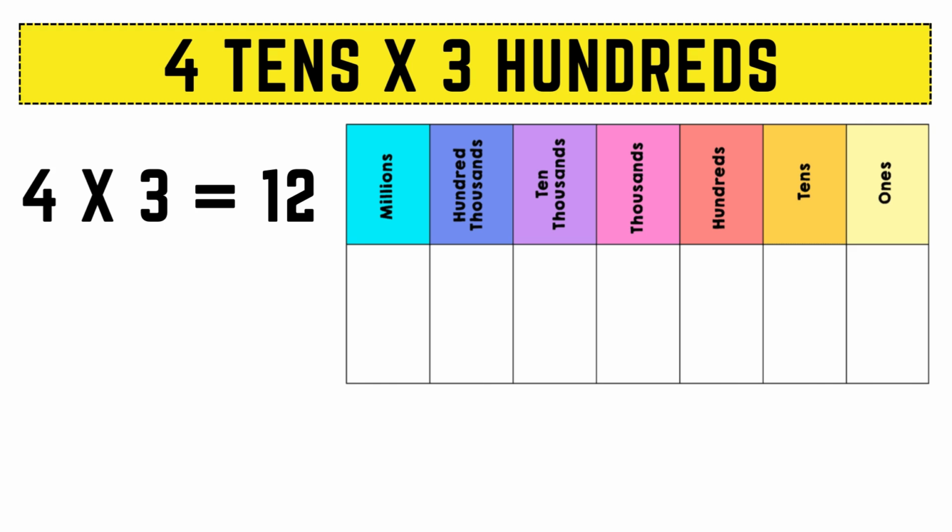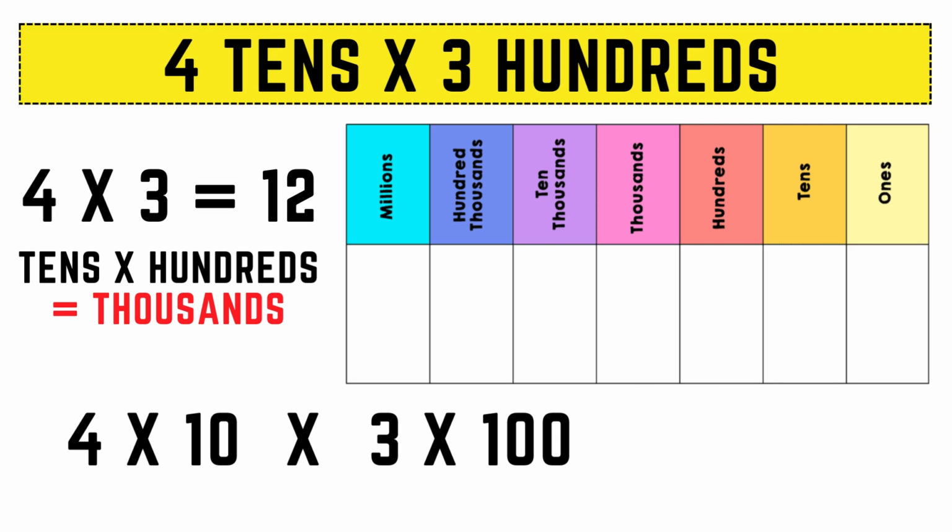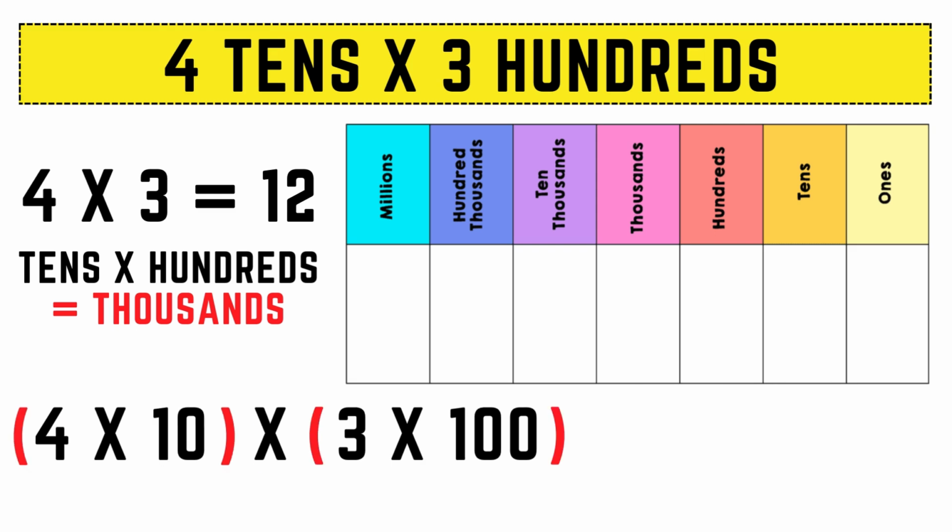4 tens times 3 hundreds. Again, 4 times 3 is 12. Tens times hundreds will give us thousands. Therefore, 4 times 10 times 3 times 100. Where do we get the 4 times 10? In the 4 tens. Where do we get the 3 times 100? In the 300s. Let's try to group them together by putting parentheses.